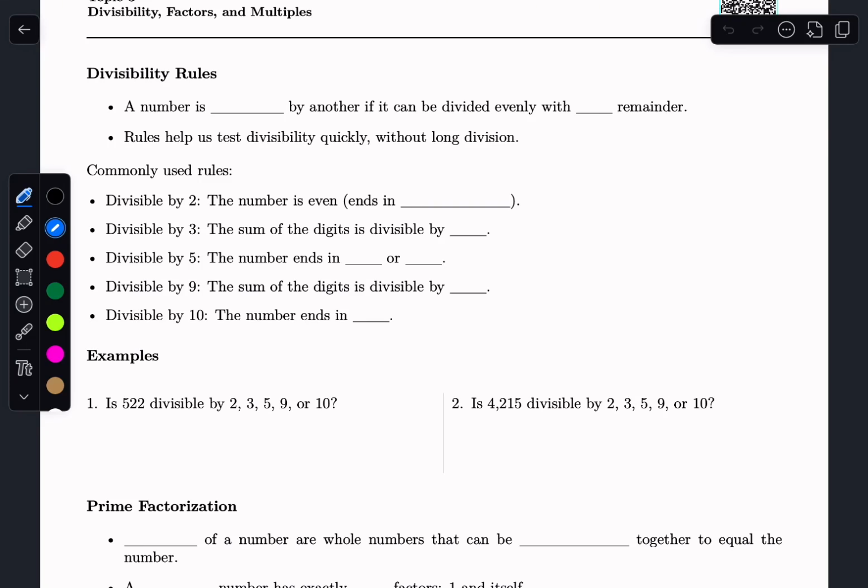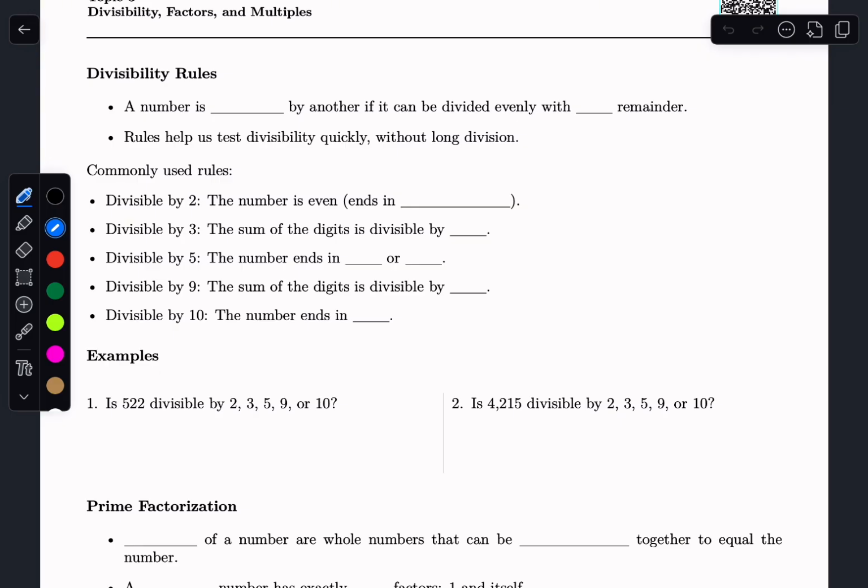Hello students, and welcome to our lesson on divisibility, factors, and multiples. What we're going to be doing here is breaking numbers down into their prime factorizations. That way we can find GCFs, LCMs, and numbers of factors and what all the factors are. If none of that made sense to you, don't worry, we're about to dive right into it.